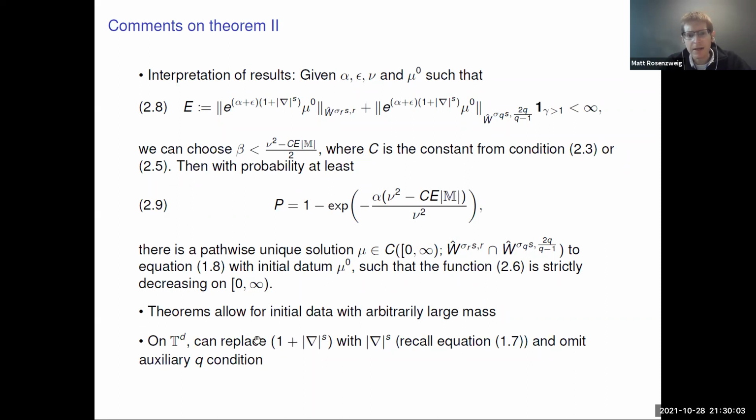And again, I want to reiterate that if we're in the periodic setting and we replace this inhomogeneous Fourier multiplier with the fractional Laplacian here, we can omit this auxiliary Q condition, and you can just think about the setting of the first theorem that I showed you, where there's just this exponent R, no additional Q. Again, the reason for that is because of the conservation of mass and the equivalence of homogeneous and inhomogeneous Sobolev spaces in the periodic setting.